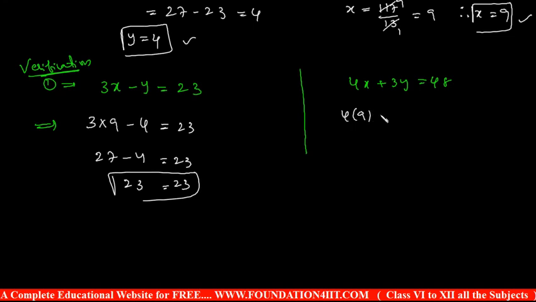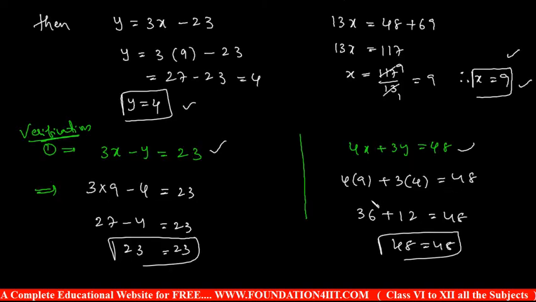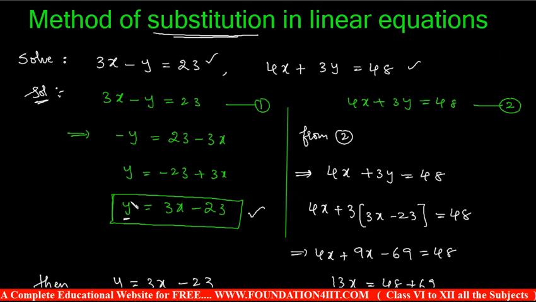Now for 4x plus 3y is equal to 48: 4 into 9 plus 3 into 4, the y value being 4. We should get 48. 9 into 4 is 36, plus 12 is 48. Yes, that is equal to 48. LHS and RHS match, so this equation is satisfied by this common solution. Therefore 9 comma 4 is the required solution. This is the solution for both equations of the system. So this is one of the methods: finding one variable's value and substituting it in the other equation. This is called the substitution method.